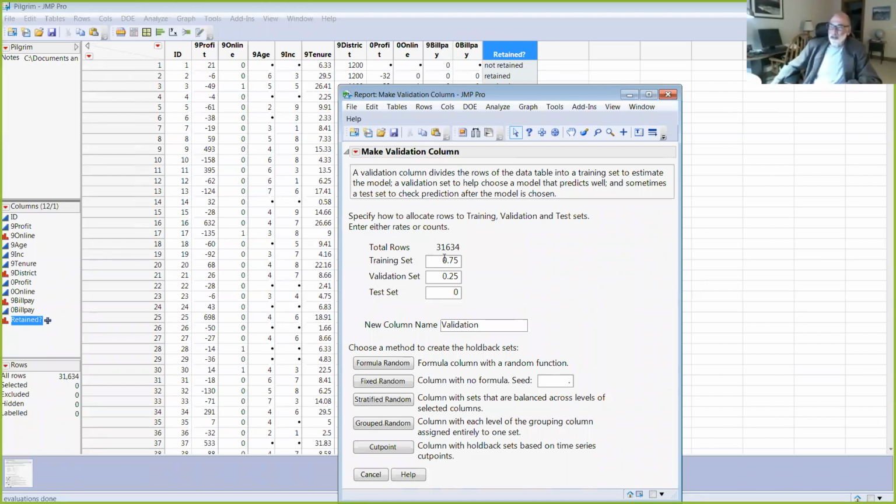So we'll just split it into training and validation. 25% of the data is going to be held out as a validation set, not used in building the model, but used to evaluate it, because for the 25% that we're holding out, we do know whether that customer is retained or not. And so we can see whether the model made a good prediction or not, even though it didn't use those rows in building the model.